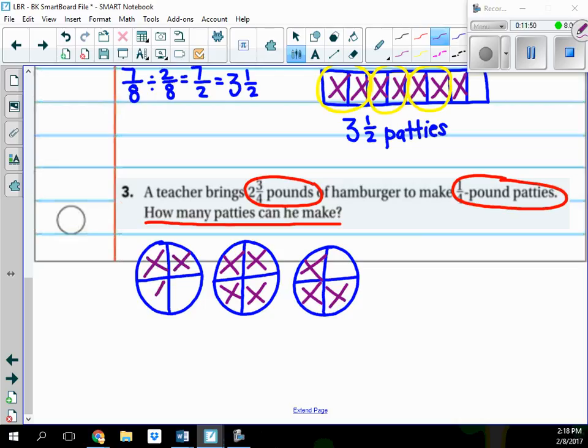And if I am looking for 1/4 of a pound, if I have this whole and it's split up into fourths, I have a fourth here. 1, 2, 3, 4, 5, 6, 7, 8, 9, 10, 11. So I have 11 patties.